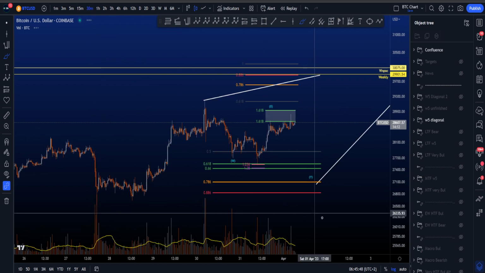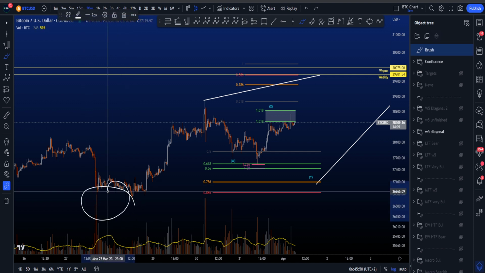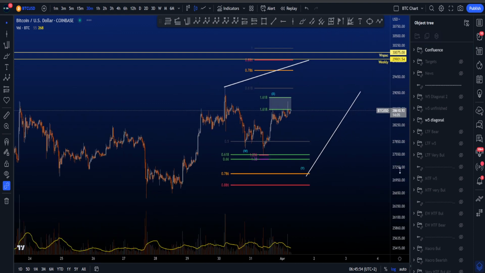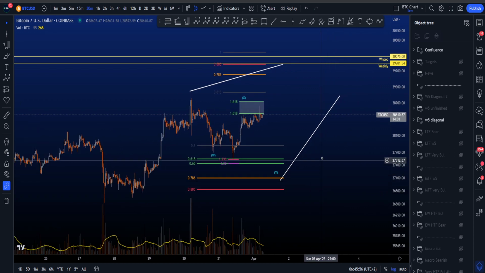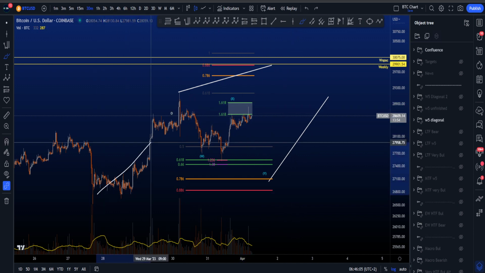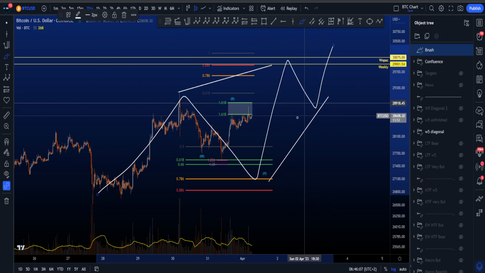So if we zoom in on this scenario, wave 4 ended over here, and we're still looking for wave 5 to the upside. And I have 3 scenarios to have a look at how that might happen. The first one is an ending diagonal in 5. This one, however, is very, very wide. And this wave 2 would also take very long, because this is then a 1, 2, 3, 4, 5.